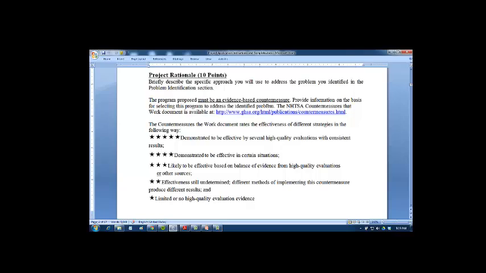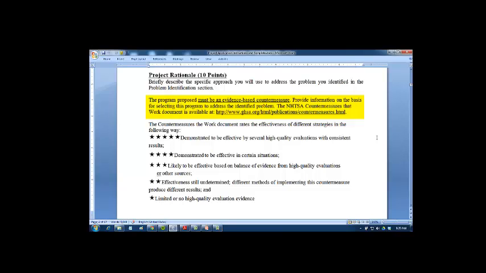So even though this isn't worth the most points of any section, we want to pay really close attention to it to make sure that we have a good approach laid out to then create our objectives and goals and activities that we're going to be working on. So here you can see in the instructions that you want to briefly describe the specific approach you will use to address the problem you identified in the problem identification section, and the program proposed must be an evidence-based countermeasure.